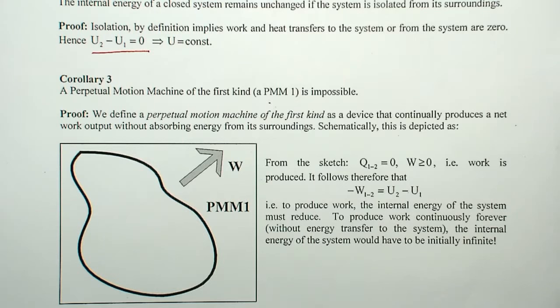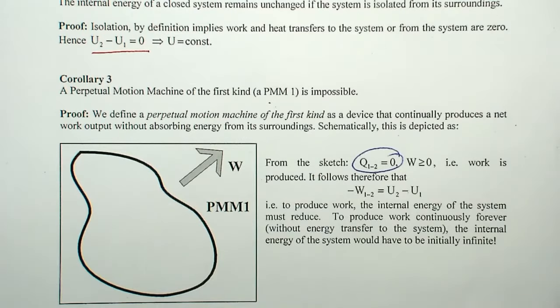Corollary 3 really just states or proves that PMM 1 is impossible. Of course, we all know that, but from a thermodynamic point of view, this first law really states that this can't exist. Why? Because in theory, PMM would have no source of energy, so Q would be equal to 0. There's nothing to essentially add heat to the system. Therefore, we have Q equal to 0. And of course, because it's producing some useful work, your net work will be positive.